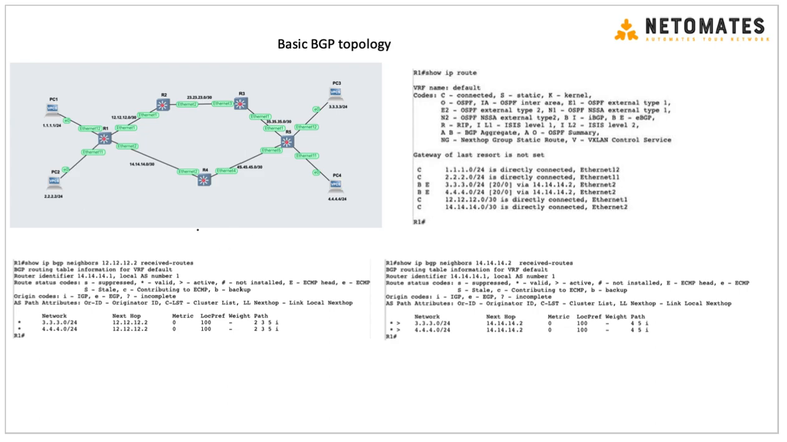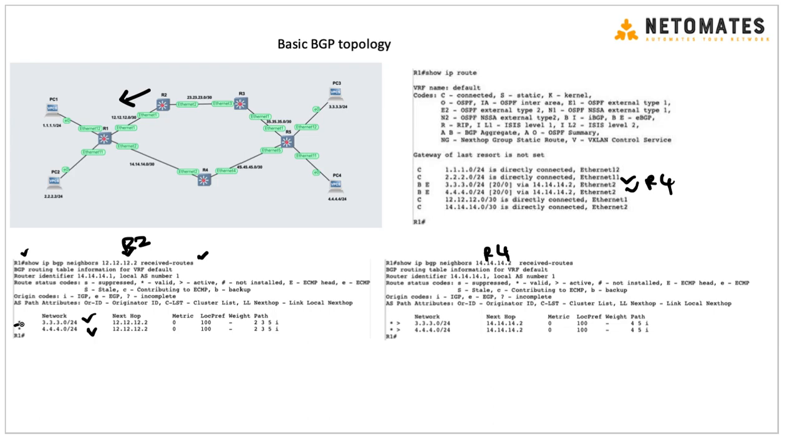To verify all the routes we are receiving from a neighbor, we can use this command. On R1 I am using show ip bgp neighbor and the neighbor IP, in this case R2, and received-routes. With this command we are asking R1 what routes it is receiving from R2. It is receiving 3 and 4. I am asking the same thing for R4, and it is also sending 3 and 4. But when we check the routing table, it is only showing R4 routes.